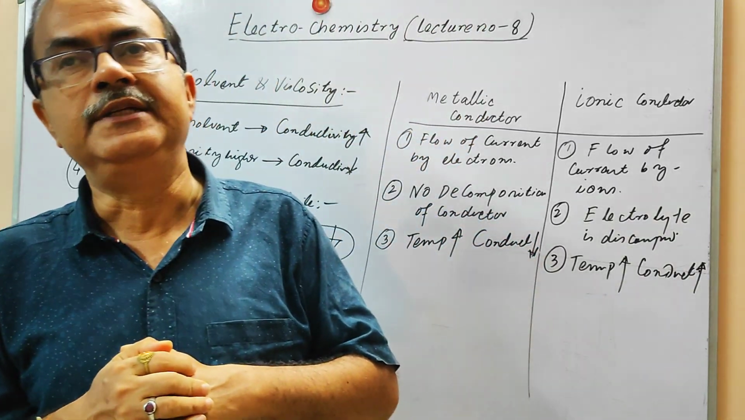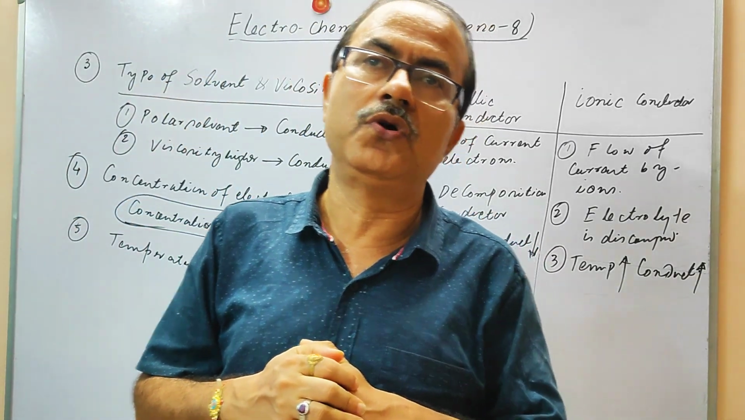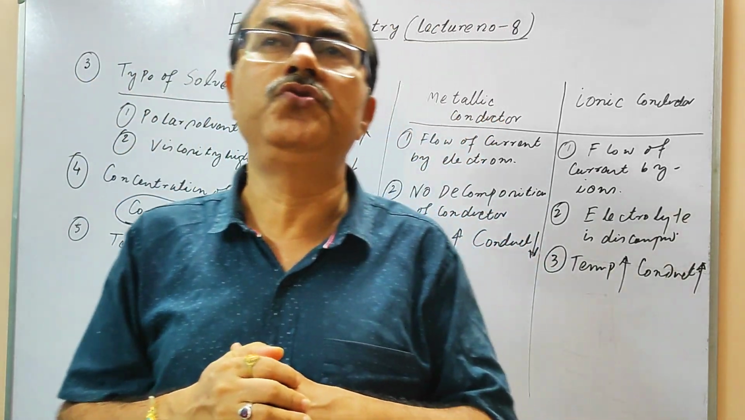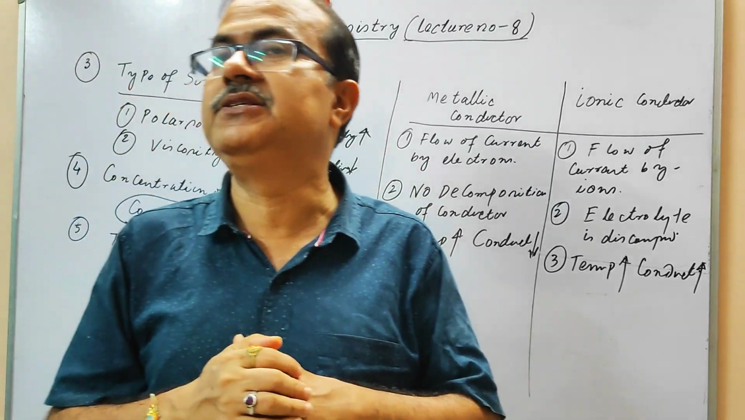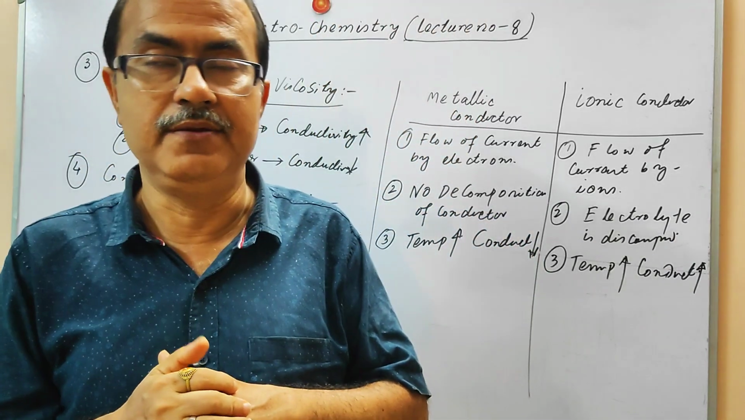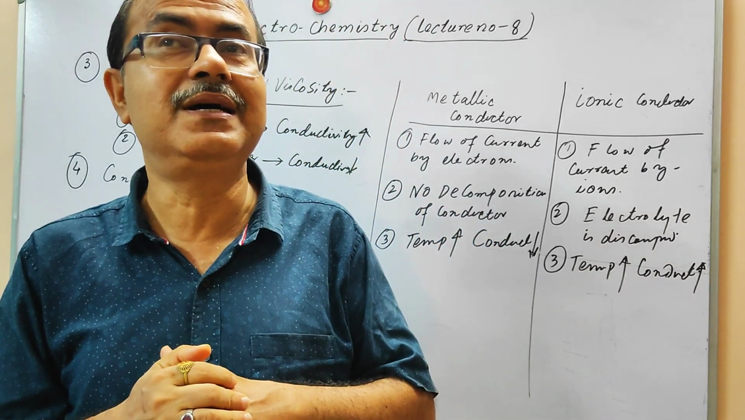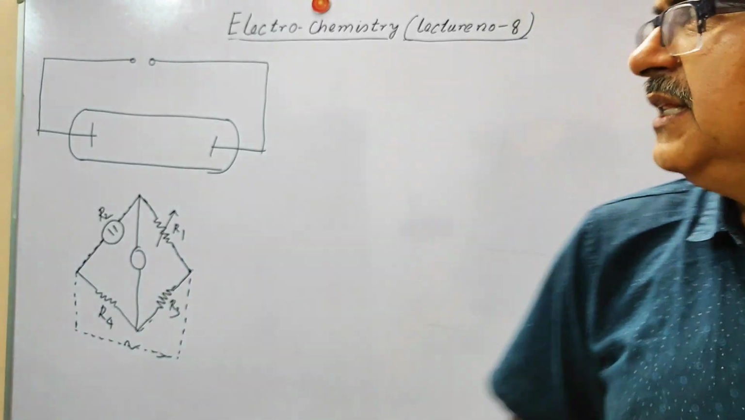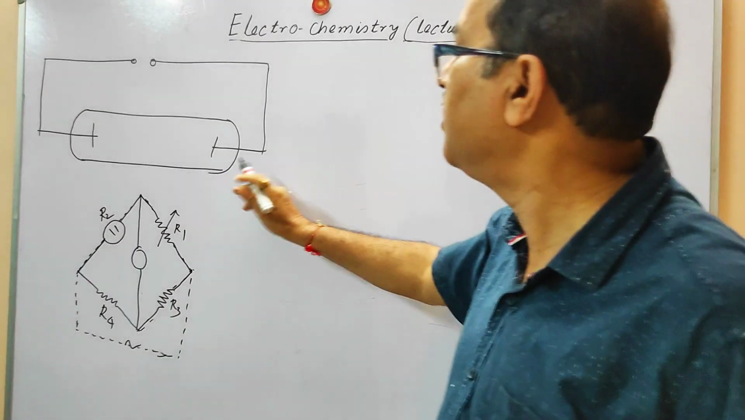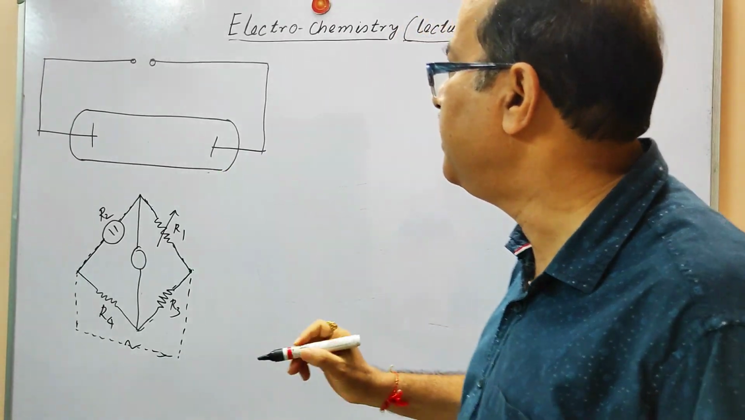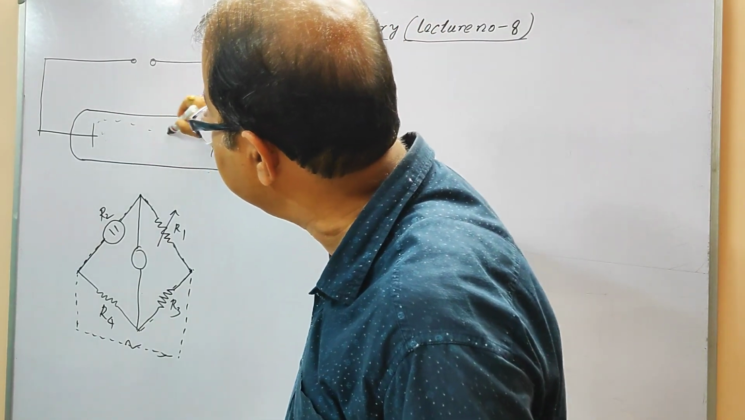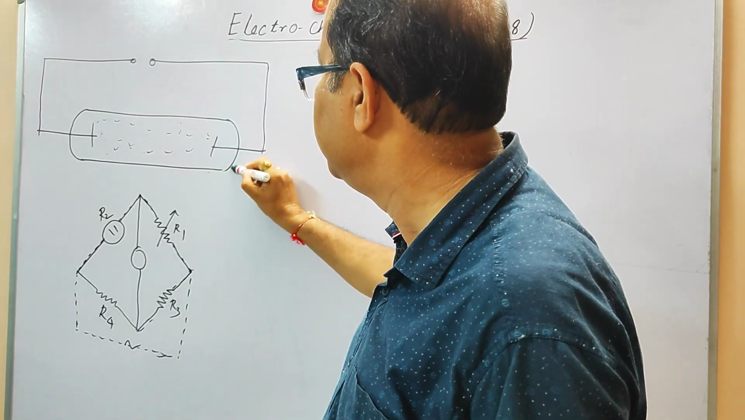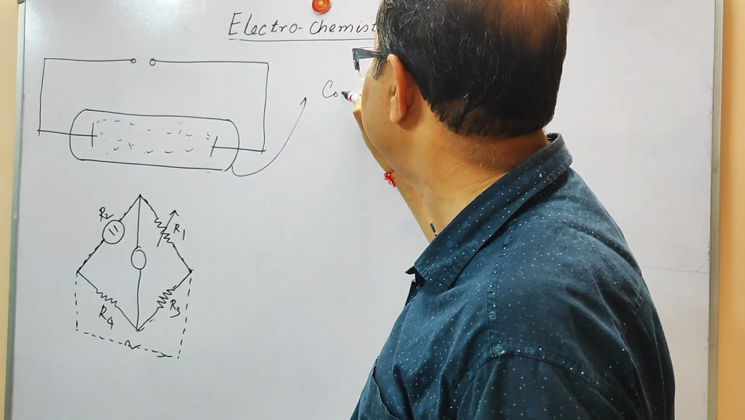Number one, DC current is avoided, and an AC power supply is used. And number two, to keep the solution, a special design has been made. This is called the conductivity cell. Now we understand what the conductivity cell is. You can see here the solution has been kept in this vessel. This is called the conductivity cell.